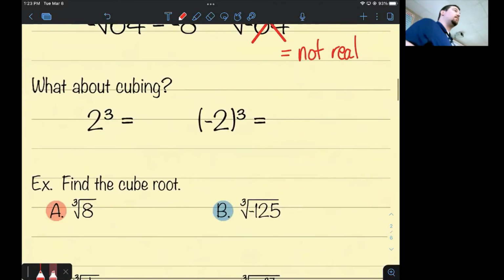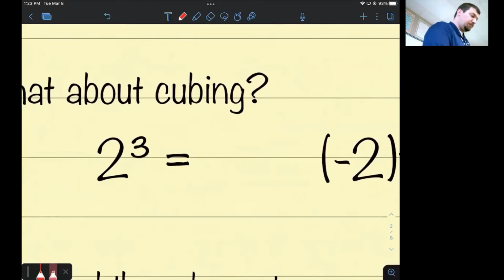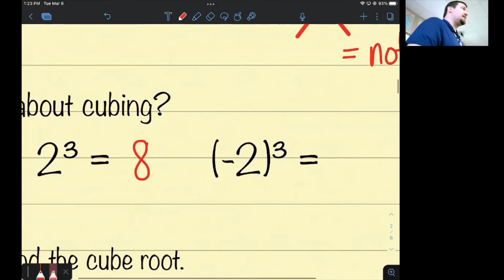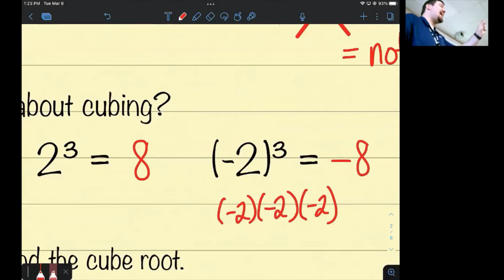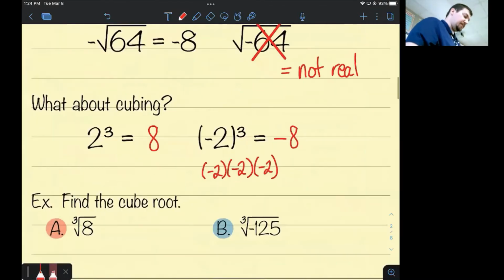What about cubing? When you cube a number, will it always be positive? Let's find out. What's 2 times 2 times 2? 8. What's negative 2 times negative 2 times negative 2? Negative 8. So you can cube a number and it could be negative. That means I can have negative symbols underneath my cube root signs, but not underneath my square root signs. That's because when we have 3 negatives, that's an odd number of them. They won't all pair up. These 2 will make a positive and 1 won't. So it's going to be negative 8.